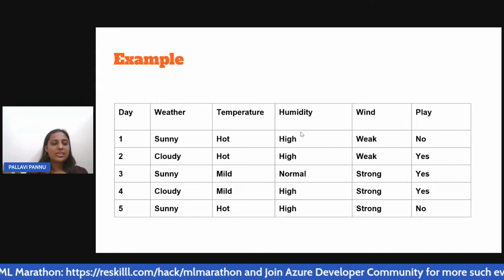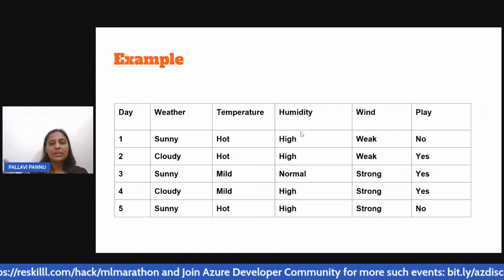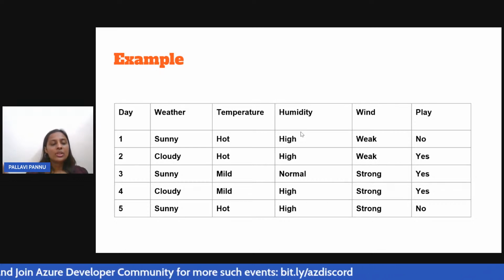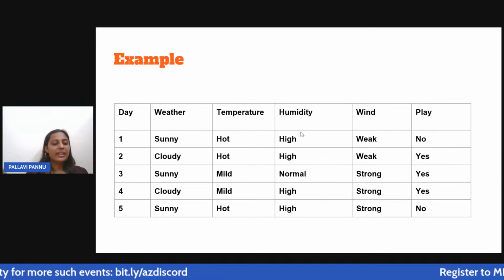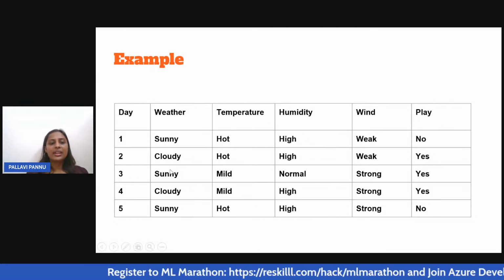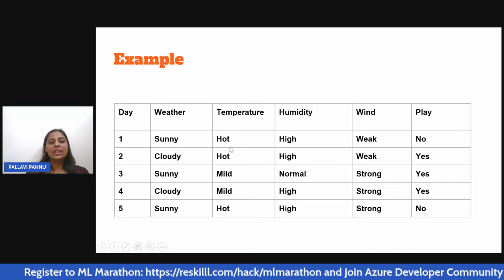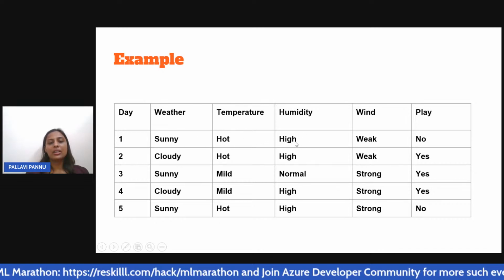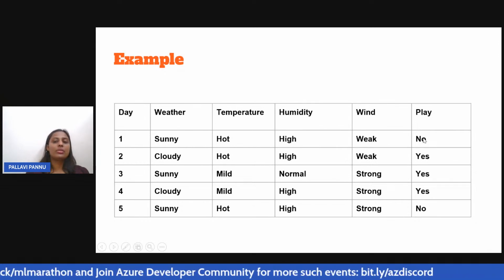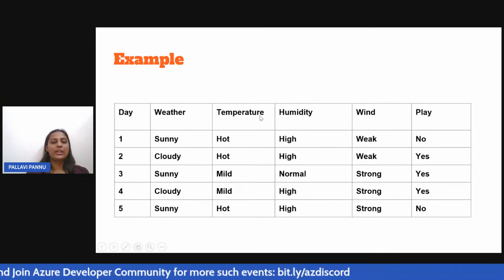Next is one of the examples that people tell you in decision trees. Let me present you with the help of a data set: weather, temperature, humidity, wind, and play. Someone is saying the weather is sunny, the temperature is hot, humidity is high, and the wind is weak. Can I play tennis or not? It's saying no, you don't have to play tennis.